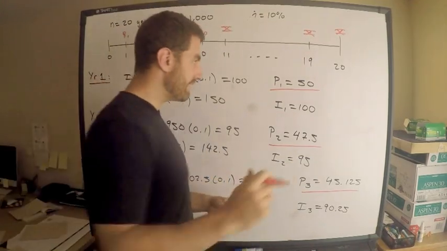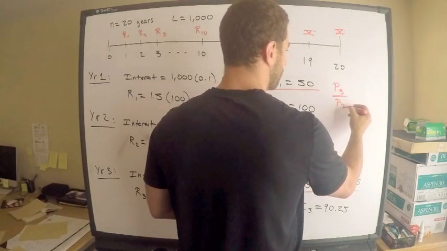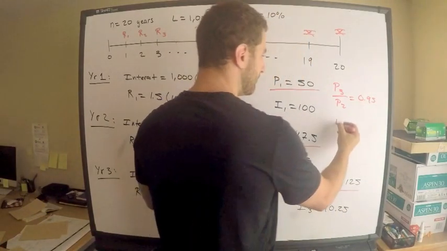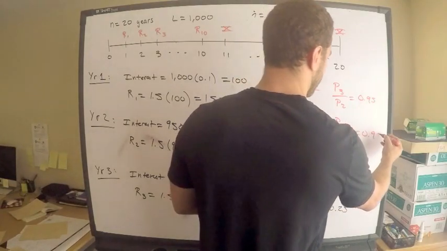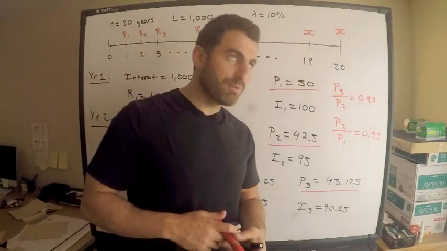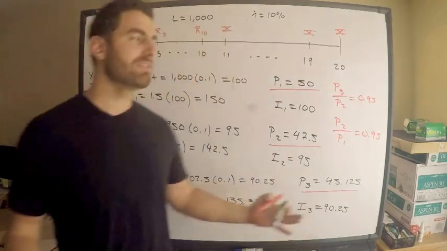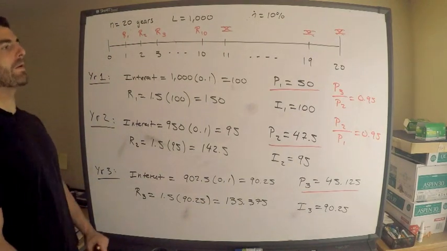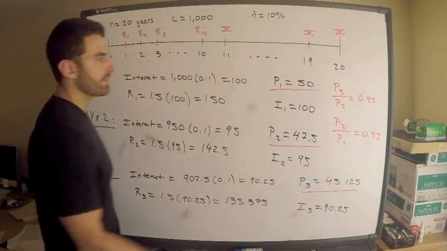is this. I'm getting P3 divided by P2 is equal to 0.95, and now do P2 divided by P1, and I claim that's also 0.95. The principal portion of the payments form a geometric series, or geometric sequence, I guess you could say. Therefore, I can say the following.